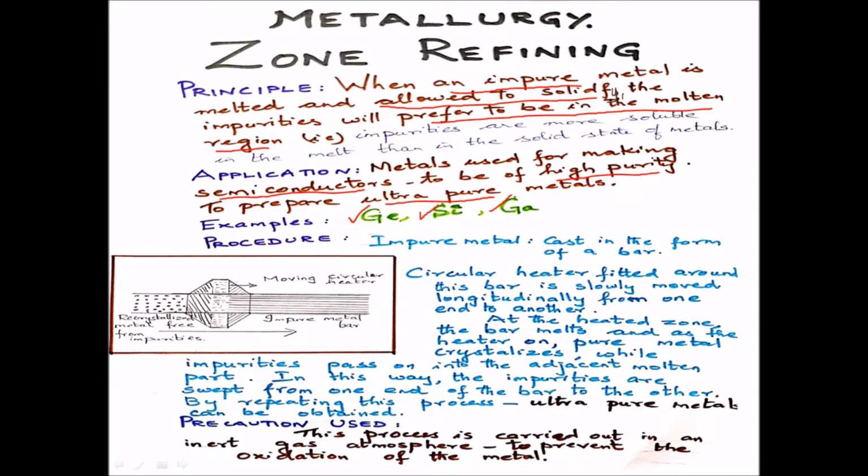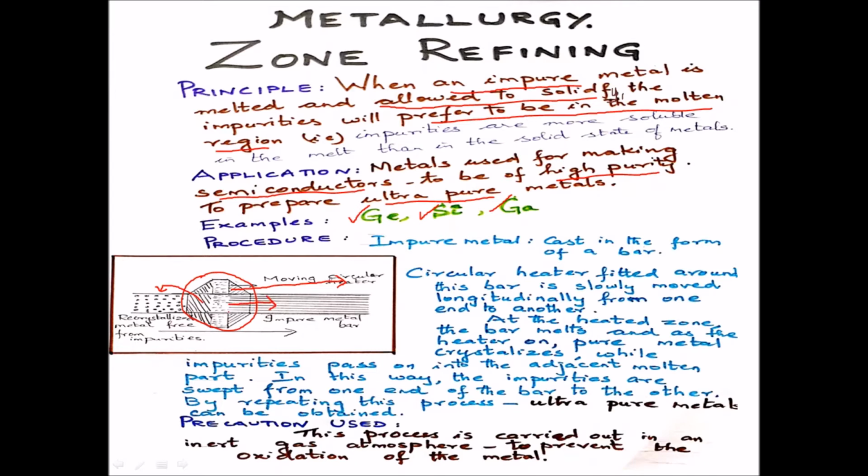What is the principle behind the zone refining? We take the impure metal which is in the form of a bar. A circular heater is fitted around this horizontal bar and it is moved slowly longitudinally from one end to the other. At the place where the impure metal is heated, the bar melts, and as the heater moves on, the pure metal crystallizes on one end while the impurities pass on into the adjacent molten part.